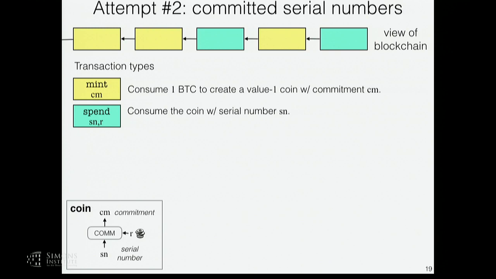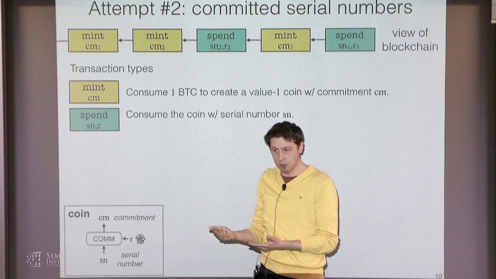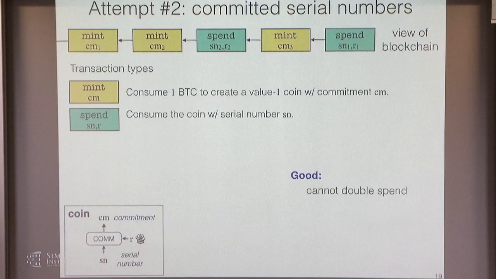So the way things look now is this. When I see a spend transaction here, I can check that it corresponds. It doesn't correspond to this one, but it corresponds to this one, so it's fine. I can spend it. I cannot spend it again because the same serial number would show up. So I cannot double spend. So you have to check all the serial numbers to see that it hasn't shown up. Yes, I have to check all the serial numbers, also in the previous one. But is that inherently necessary? It's not necessary. It can be.